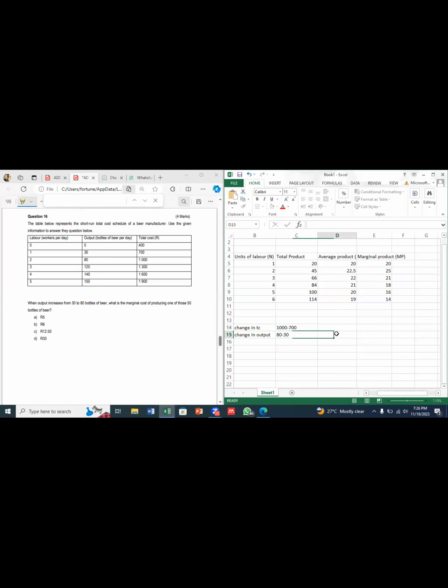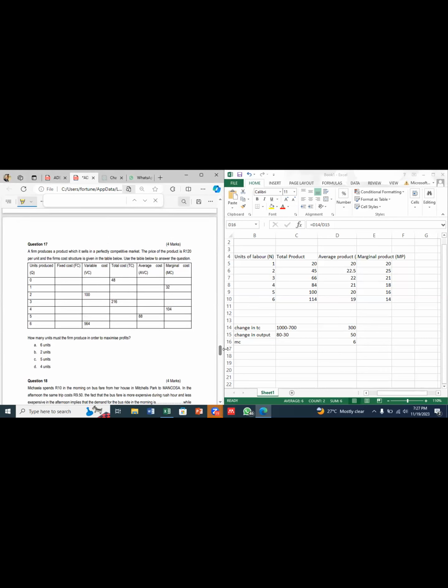All right, okay, good. So that means that the change in total cost becomes 300, the change in output becomes 50, and therefore the marginal cost becomes the division of that. So MR is equal to 300 divided by 50, which gives you a marginal revenue. Why did I say MR? It's MC, marginal cost, which gives you a marginal cost of 6. Are we together there? Marginal cost of 6, which is option B. Any questions as we move on to the next one?